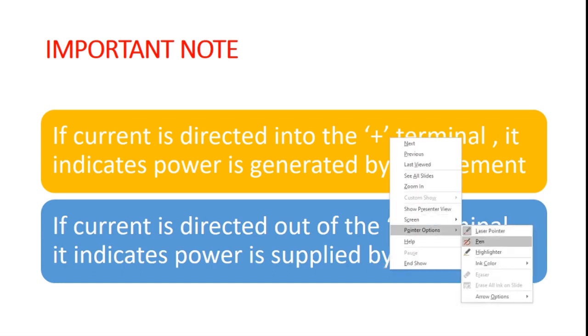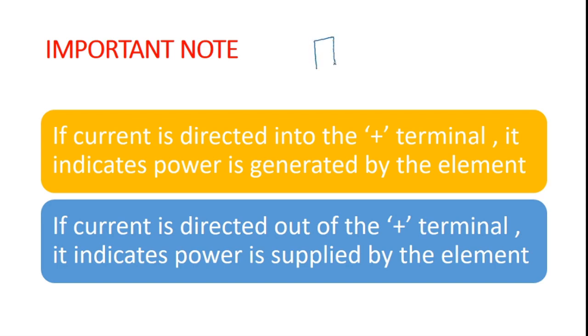Let me draw a circuit. For example, let me take some element. Let me have two terminals. Let me have this to be the positive terminal and this to be the negative terminal. Now, the first point indicates that if it is directed into the positive terminal, the power is generated by the element. So if the direction of current flow is like this, directed towards the positive terminal, then we can say that this element generates the power.